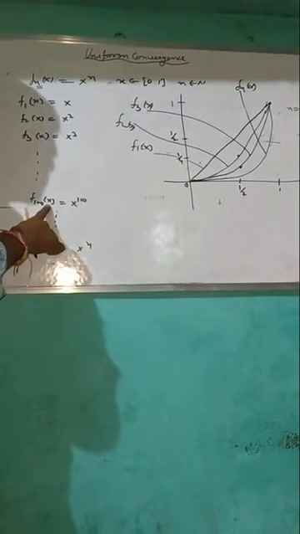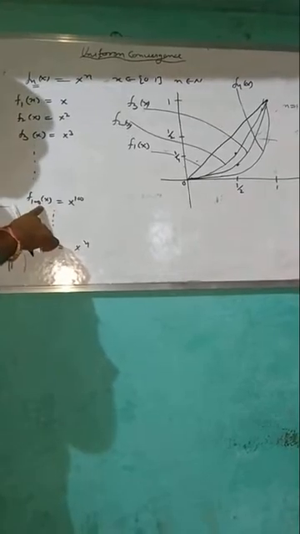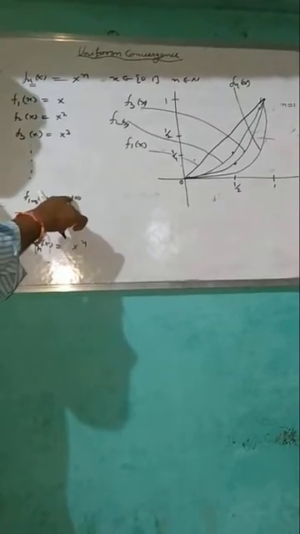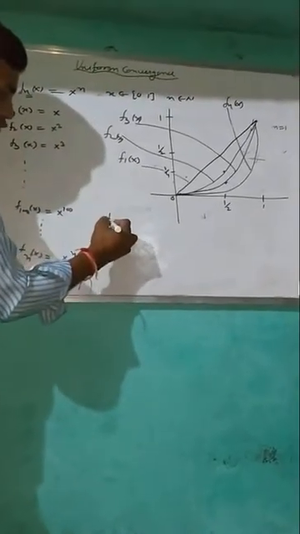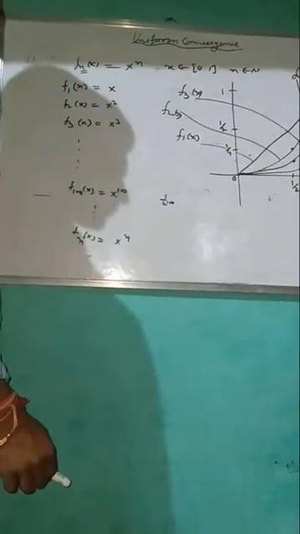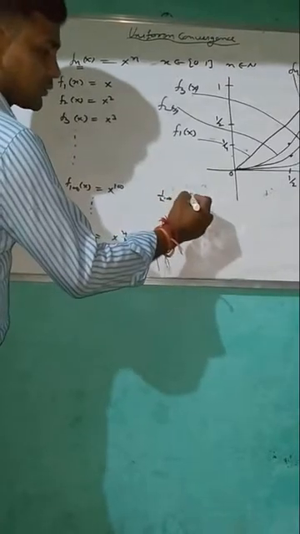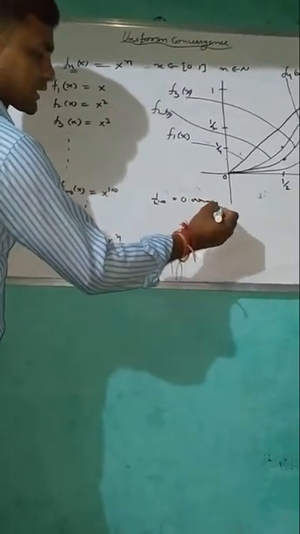0, then this is 0. Okay, when you put x equal to 1 upon 2, then it is equal to 1 upon 2 to the power 100. 1 upon 2 to the power 100 means 0.0000 and so on.